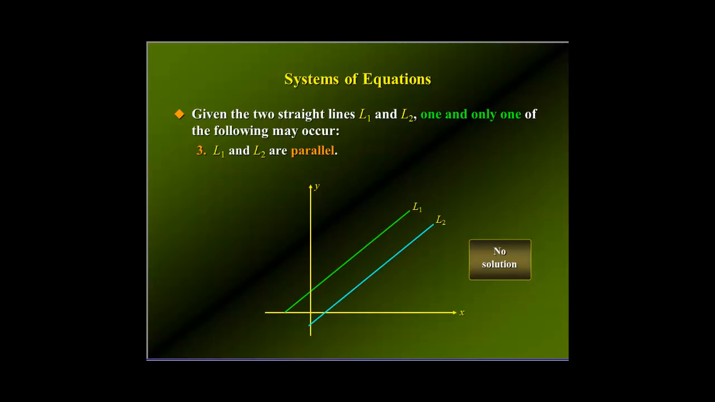And the third case is when we have two lines L1 and L2 and both are parallel. In this case they are not cutting anywhere. So what is the solution of these two lines? They are not cutting each other, so we say that there is no solution, because they are not cutting anywhere. So there are three cases we discussed: unique solution, infinitely many solutions, and no solution.